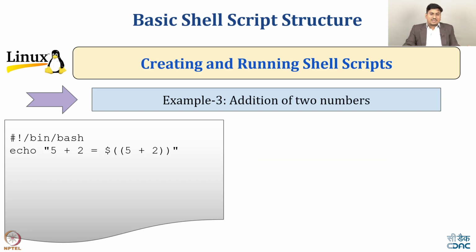Now, take another example. Within the scripts we can also do some mathematical operations. Here, take an example where I want to add two numbers. This is the syntax: after the dollar sign and within the brackets, it considers that I want to perform arithmetic operations, and here I want to add these two numbers. So my expected output should be something like 5 plus 2 is equal to 7.